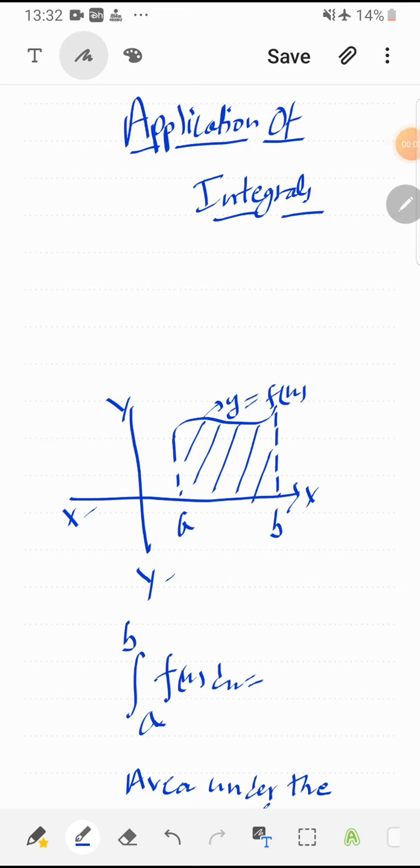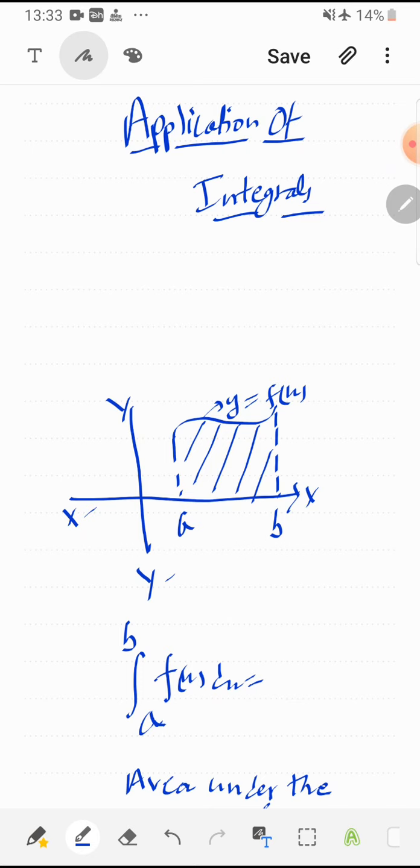Hello students, today we are going to discuss application of integrals. Students, we have done differentiation, after that we did application of derivatives. Similarly, now we have finished integral, so after that it's application of integrals. Application of integrals is similar as well as different from application of derivative.